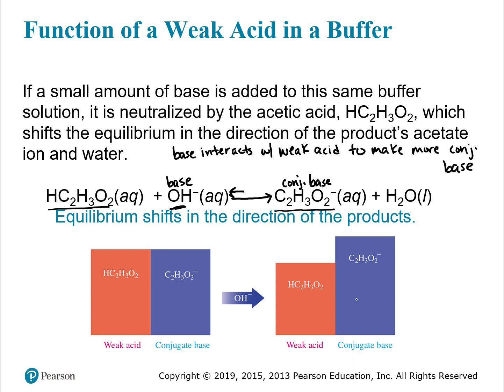So you can see that with the bars here, you start out with, let's say, equal amounts of weak acid and conjugate base. You add in a base, and that base will interact with the weak acid. So you lose a little bit of the weak acid, and you make a little bit extra of the conjugate base. But your pH is still maintained. Does that make sense?